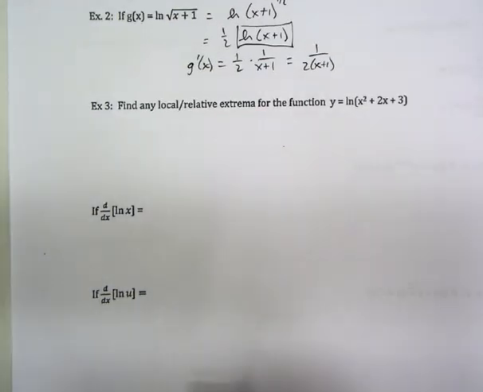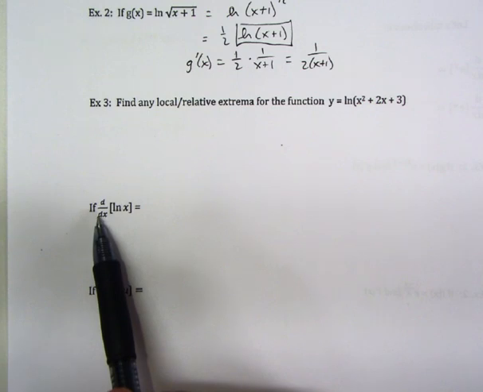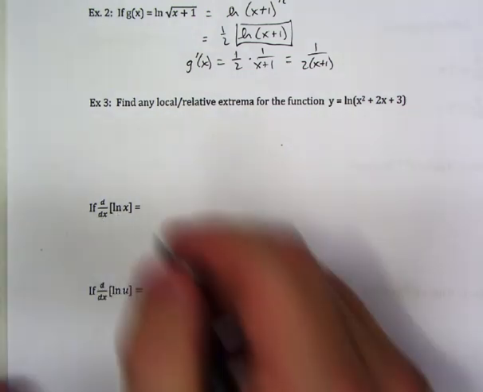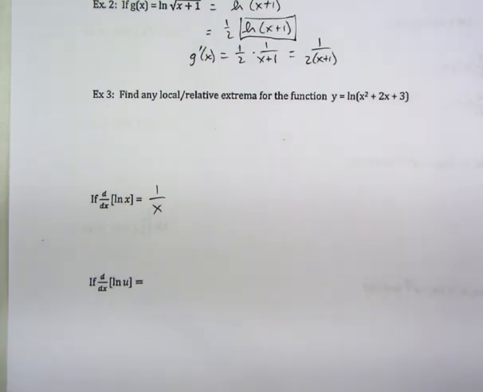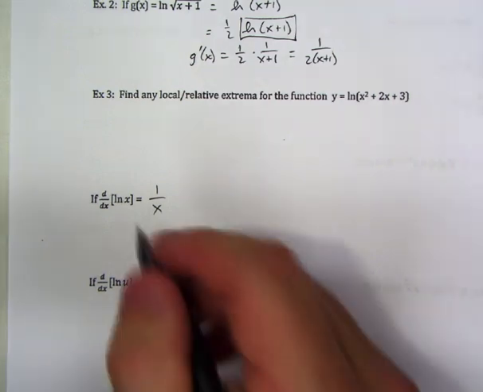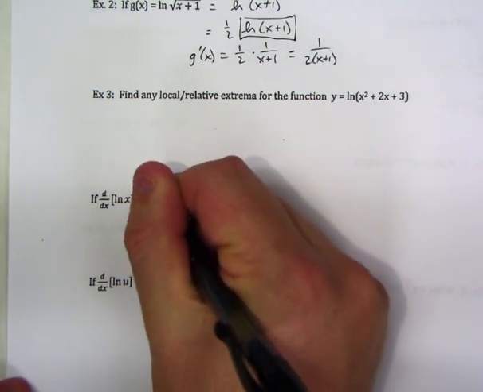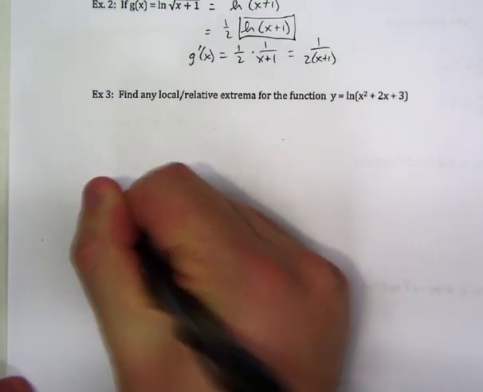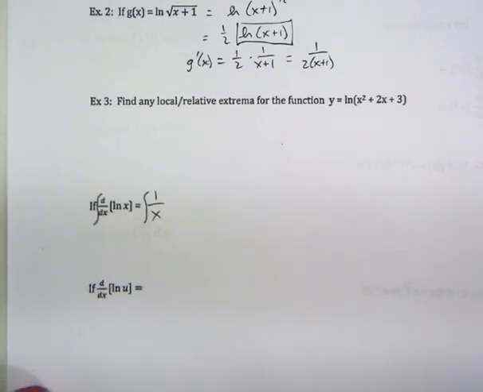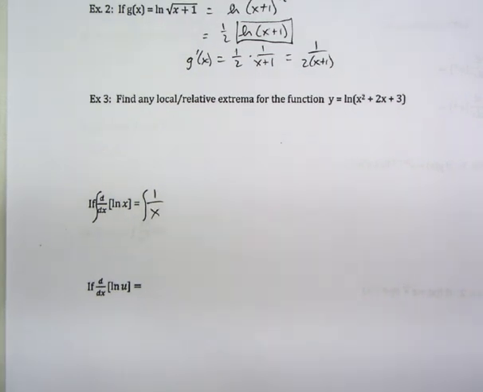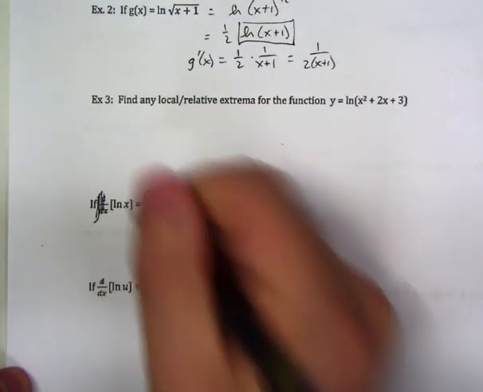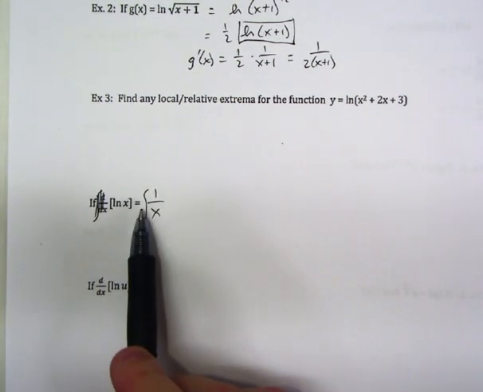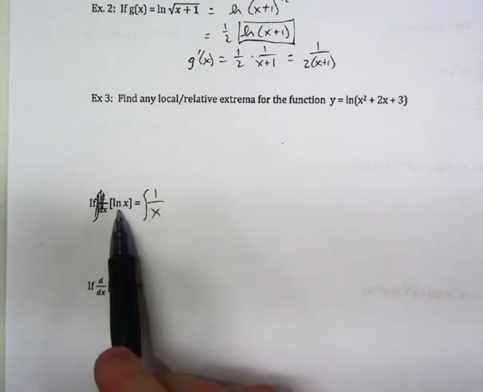So if the derivative of the natural log of x is 1 over x, we know that. We just talked about that. If that's true, then look at what would happen if I would integrate both sides like this. The integral and the derivative over here would cancel out, and I basically get the integral of 1 over x is the natural log of x.